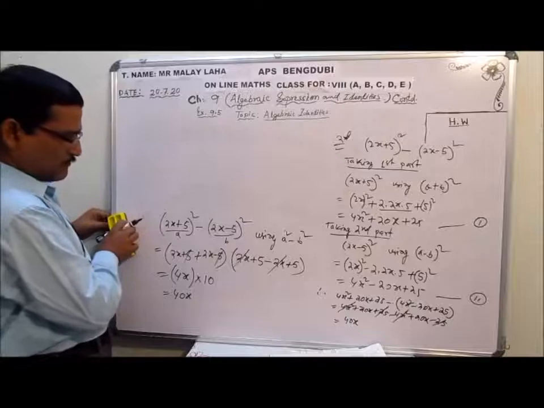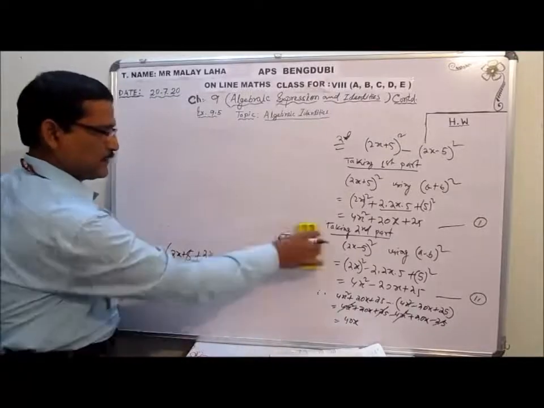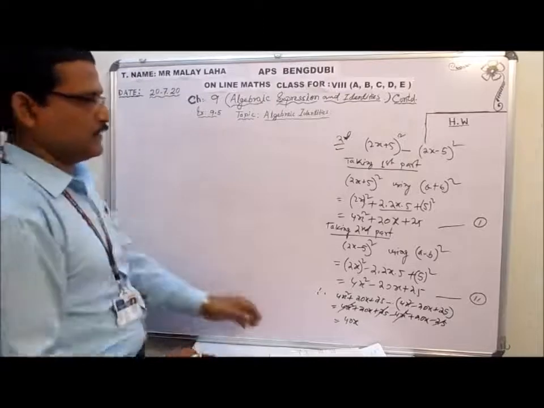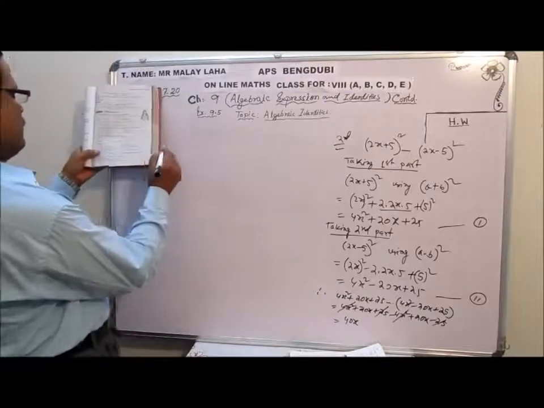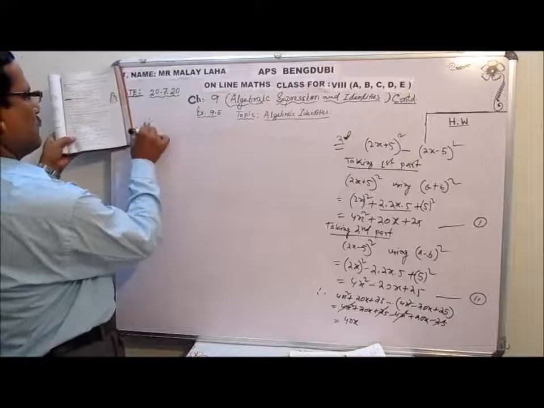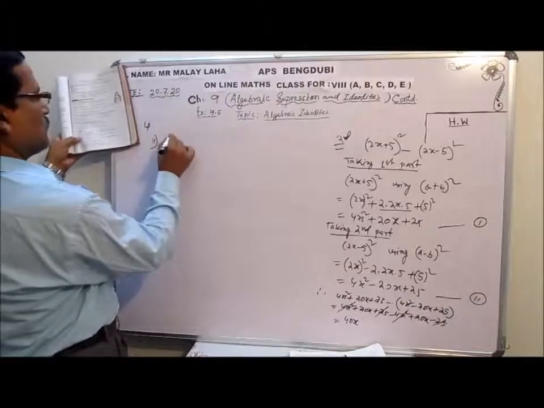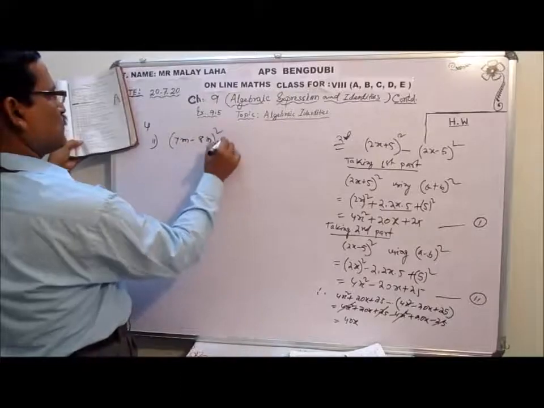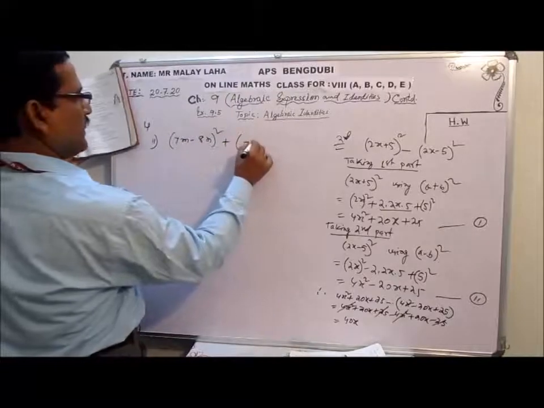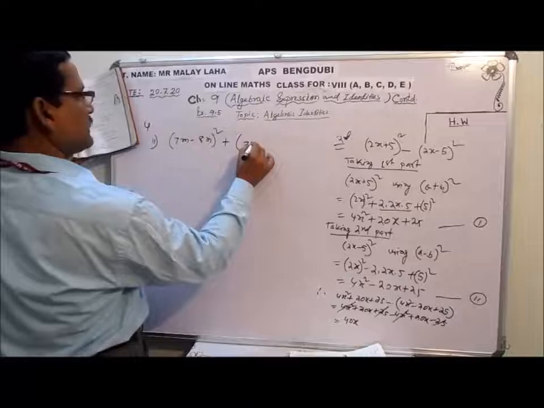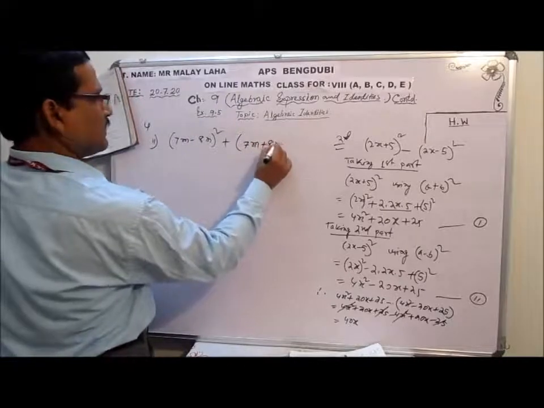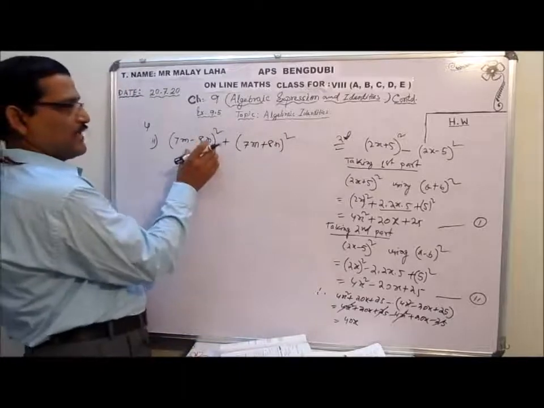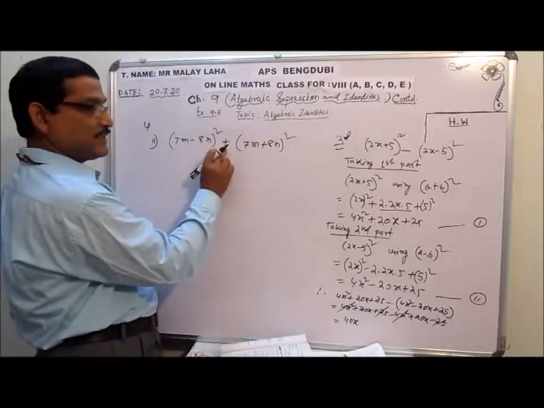So you'll copy it. Question number 2. For question number 2, 7m minus 8n whole square plus 7m plus 8n whole square. So you cannot say a square minus b square because a plus sign is there. A square plus b square.